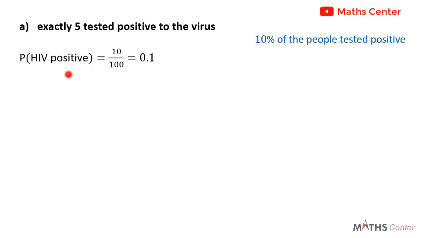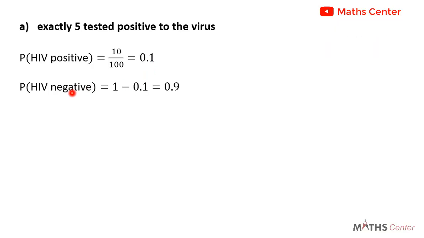The probability that a person is HIV positive plus the probability that a person is HIV negative will be equal to 1 because they are opposite to each other. And so if the probability that a person is HIV positive is 0.1, then the probability that a person is HIV negative will be equal to 1 minus 0.1, which gives us 0.9. So now we have the probability that a person is HIV positive to be 0.1 and the probability that a person is HIV negative to be 0.9.